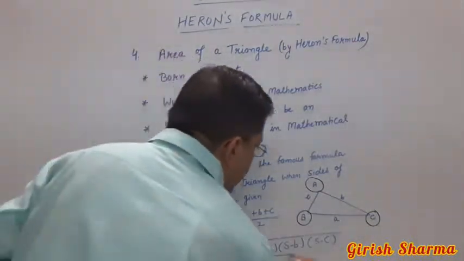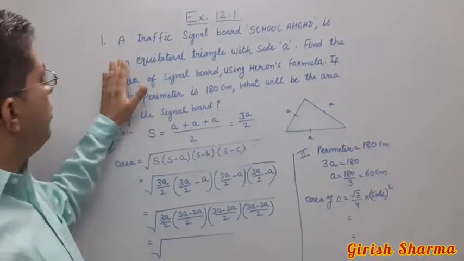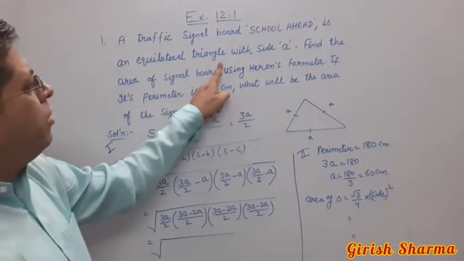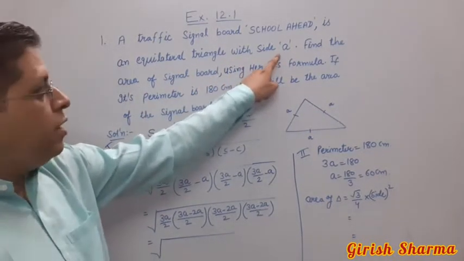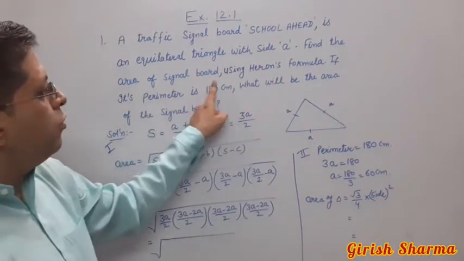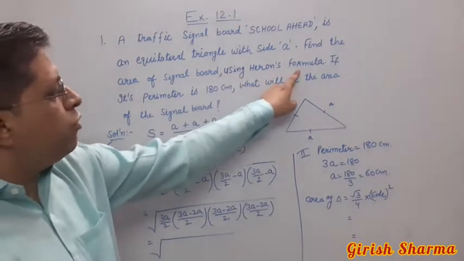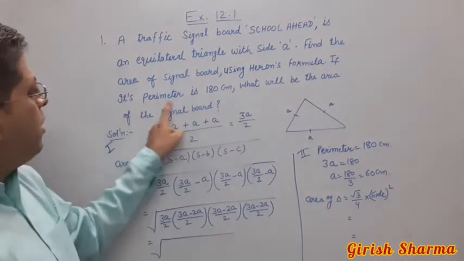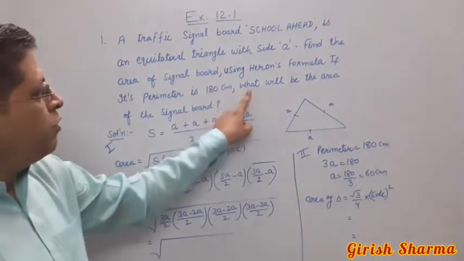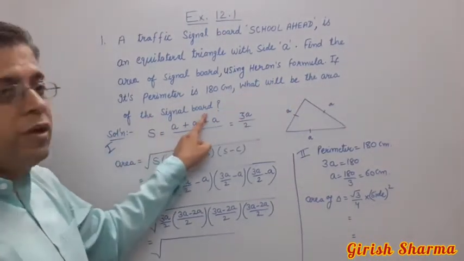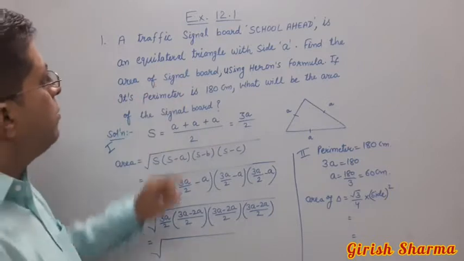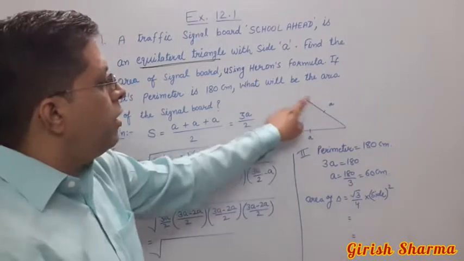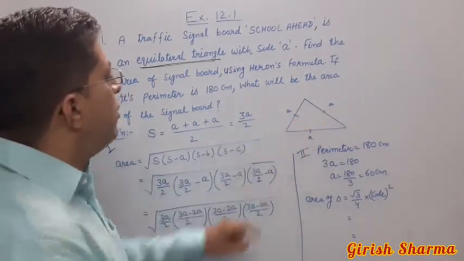It is very important. First question: a traffic signal board, 'School Ahead', is an equilateral triangle with side a. Find the area of the signal board using Heron's formula. Okay, first part is this. Second part is, if its perimeter is 180 centimeter, what will be the area of the signal board? Okay, what is given? The signal board shape is an equilateral triangle. This is your equilateral triangle with side a. It is given to you.